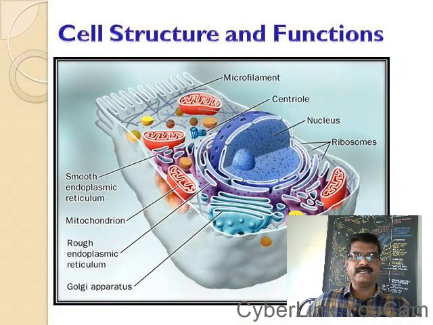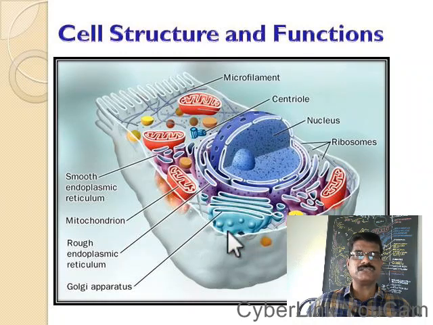Now let us study the detailed structure of a cell. In this part, I will discuss both the plant cell as well as the animal cell side by side, so that you can understand the difference between plant cell and animal cell as well. See, this is the structure of a cell.